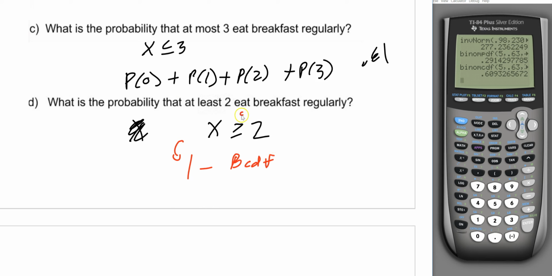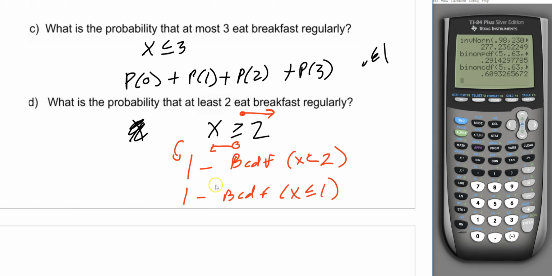Now when you flip it, think about this as a closed circle going that way. The opposite of that is an open circle going this way. So we're going to be less than, with no line, we lose a line, and then 2. Still can't plug that in my calculator, I need a line underneath it, so 1 minus binomial CDF, x is less than or equal to 1. And that's what I put in my calculator.